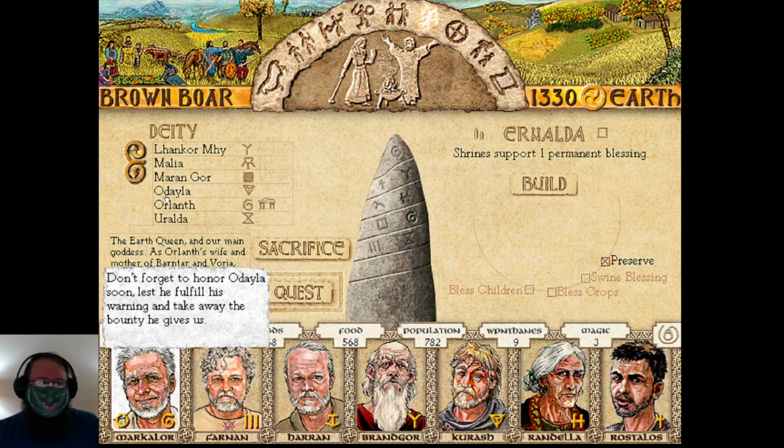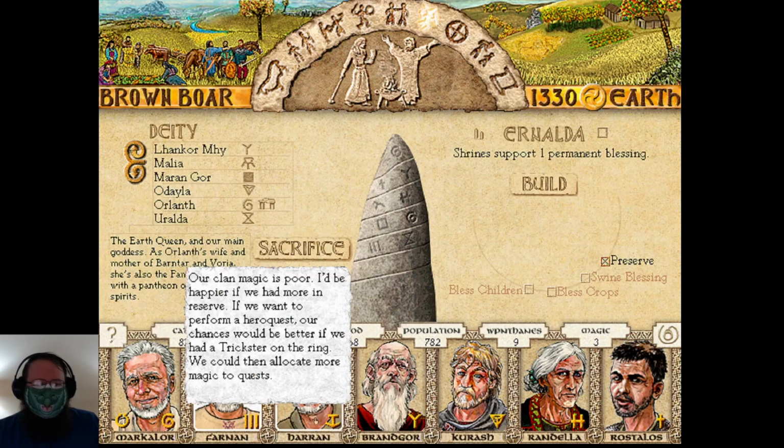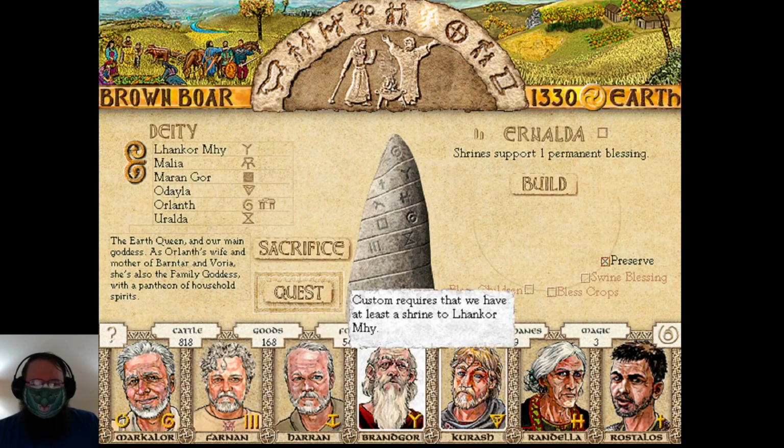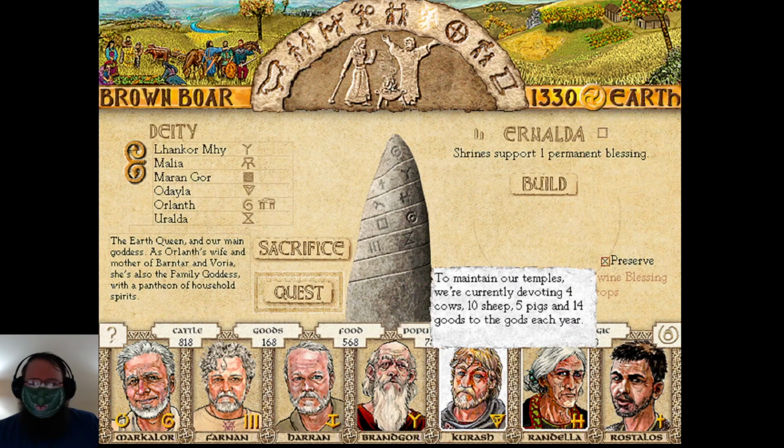Let's see, close warning. Add more in reserve. We still don't know all of Orlanth's blessings. Like, to maintain our temple requires a good bit of stuff.